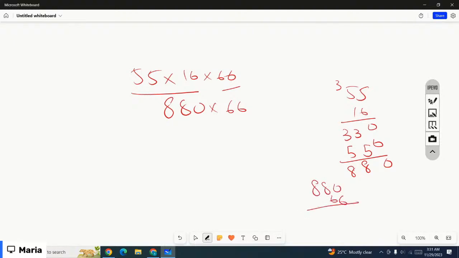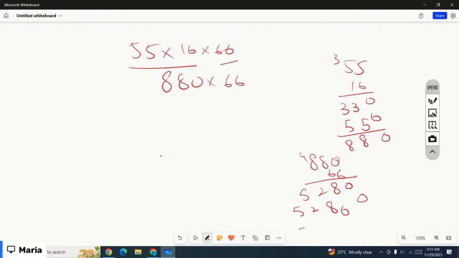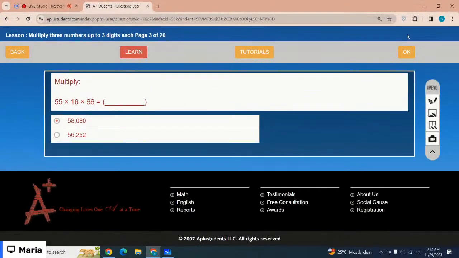880 multiplied by 66. 6 times 0 is 0, 6 times 8 is 48, 8, 4 carry. 6 times 8 is 48 and 4, 52. Again you have to multiply by 6: 6 times 0 is 0, 6 times 8 is 48, 6 times 8 is 48 and 4, 52, right? Just add them. That is 0, 8, 10, 8, 5, that is 580,080. That is the correct option.